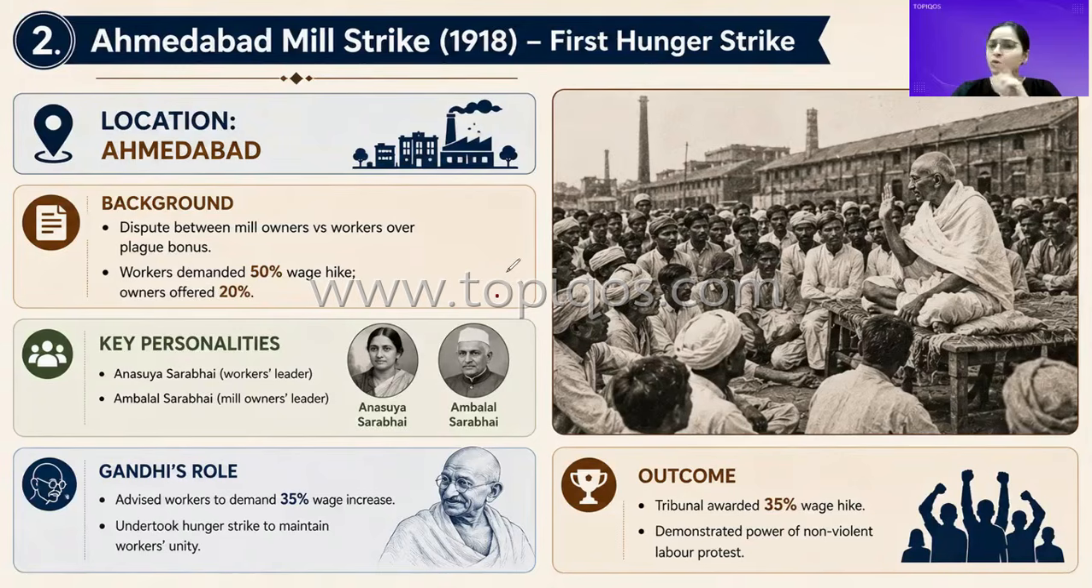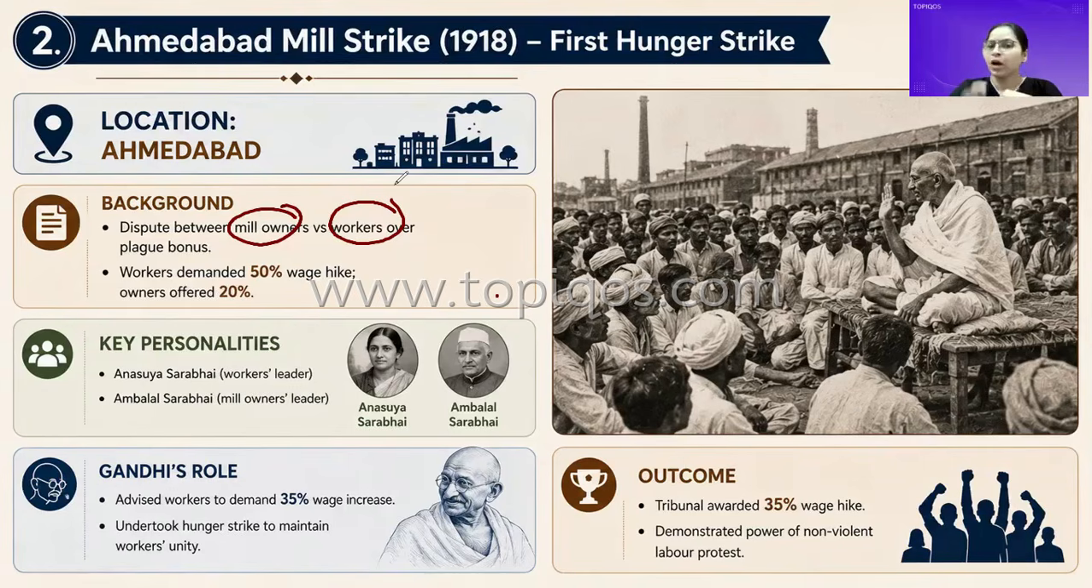Okay. So the issue was that the mill owners and mill workers were on opposite sides. Okay. Now, actually, there was an epidemic of plague in the Gujarat area, and during that epidemic, the mill owners used to give the workers a bonus in the name of plague. Okay. But now the epidemic slowly and gradually receded, so they decided we are going to stop this plague bonus to the workers. Okay. So that was the first thing.